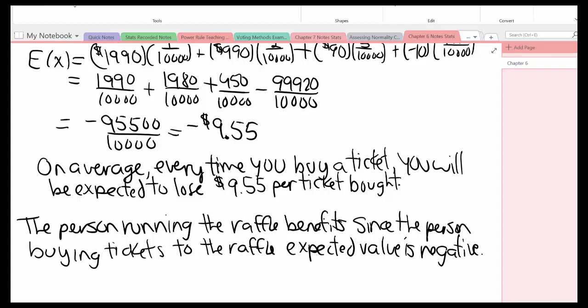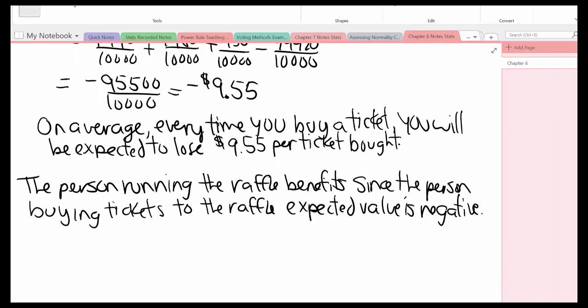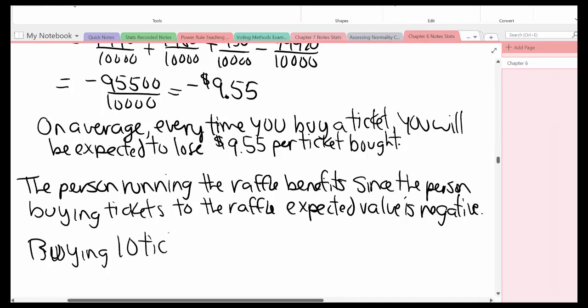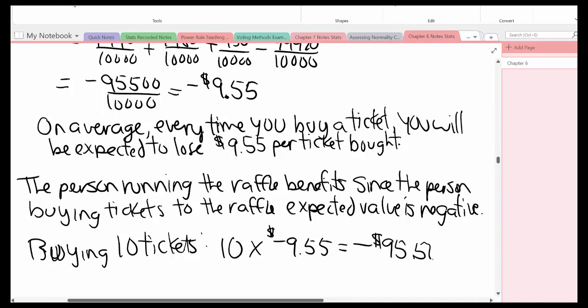So, what is the expected value of buying 10 tickets? Well, that's easy. So buying 10 tickets would be 10 times the expected value of 1, which is negative $9.55. That equals negative $95.50.